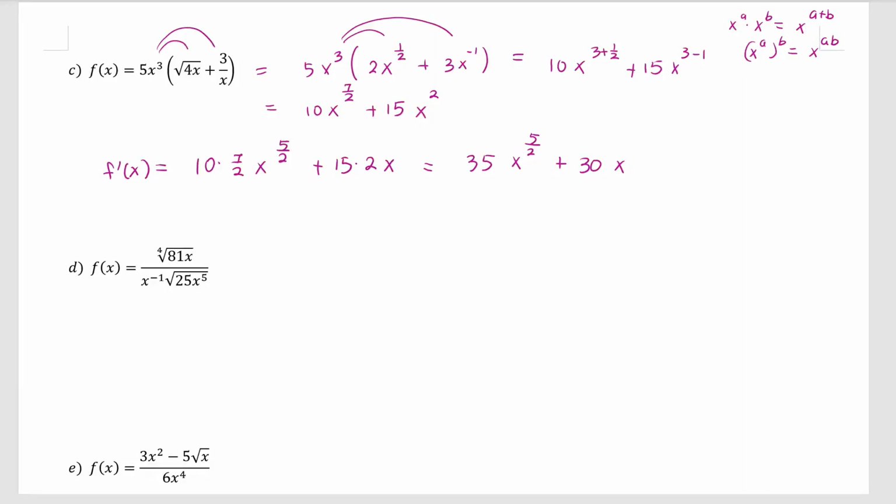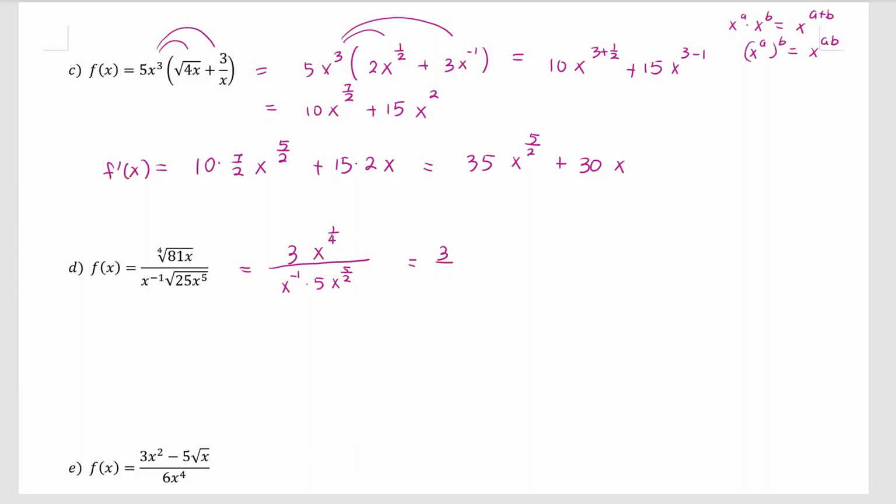Okay, let's continue. Well, the next problem, let's first simplify it. What is the 4th root of 81? 3. Yeah, if you build up the sense with number, 3 squared is 9, 3 cubed is 27, 3 to the 4th, 81. So 4th root of 81 is 3. Okay, and then x to the 1/4. Here, x to the minus 1, square root of 25 is 5. X to the, is it 1/5 or 5/2? 5/2. Gotta be very, very careful.